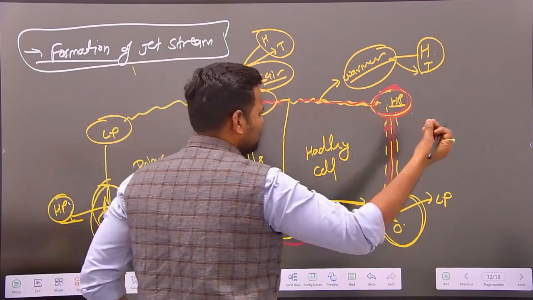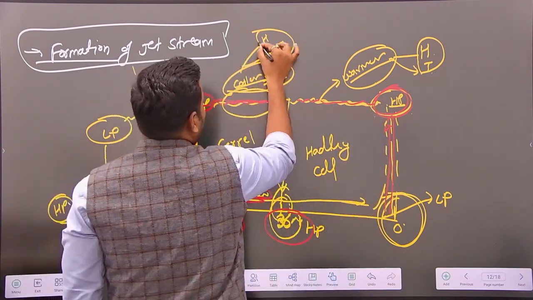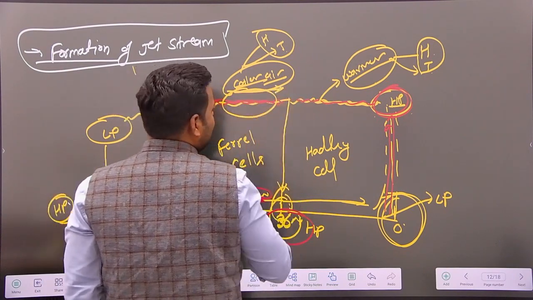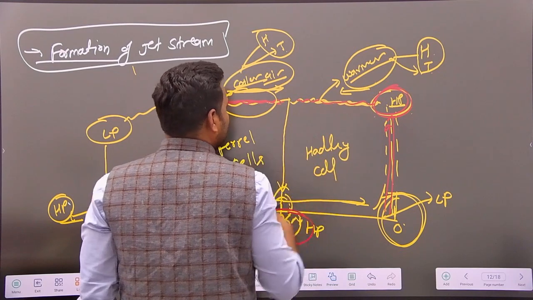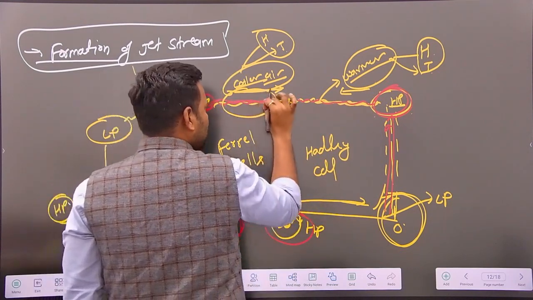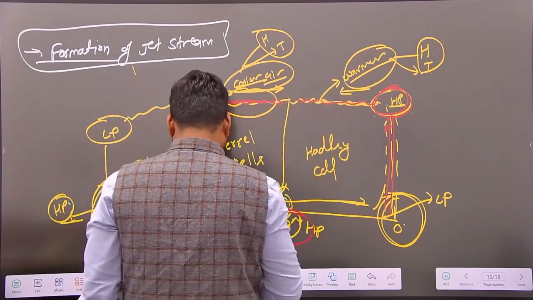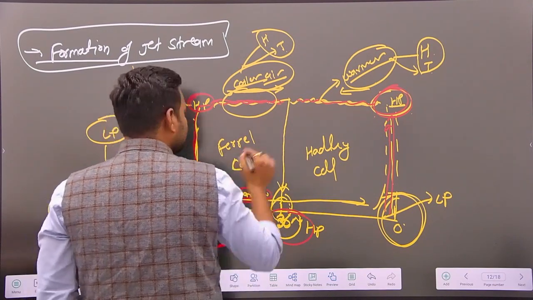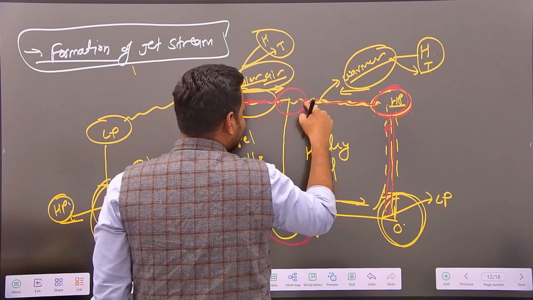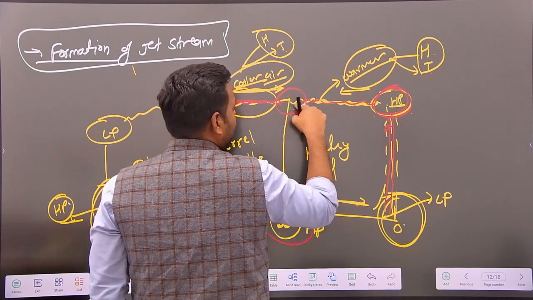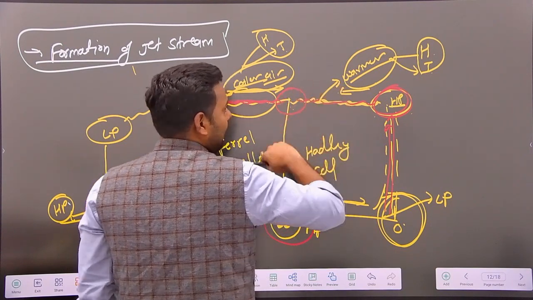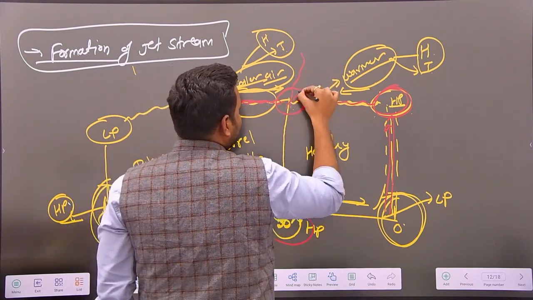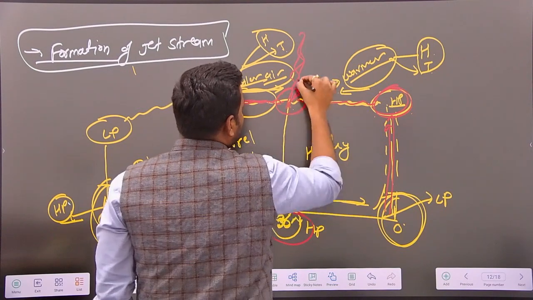Humidity refers to the amount of water vapor. So here is a different kind, a contrasting air mass. Here is another kind of air mass. When the two opposite air masses meet together, there is a point where they try to mix up, but due to their different characters, they form a jet stream.